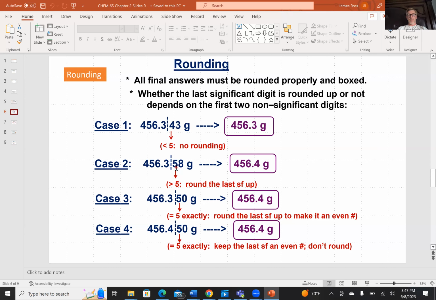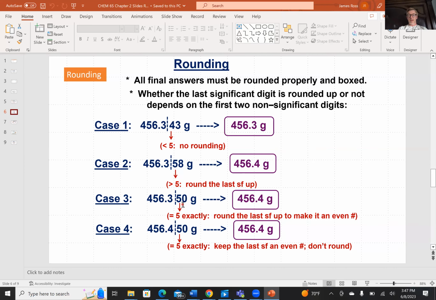Case 2, we notice that the first insignificant digit is 5. We look at the second one, it means that because it's greater than 0, we know that the 5 is really greater than a 5. It's headed towards a 6. So therefore, we would round up. Sorry, we always round up in this case. So we add 1 to the 3 to make it a 4. We preserve the order of magnitude, and we're done with 456.4 grams.